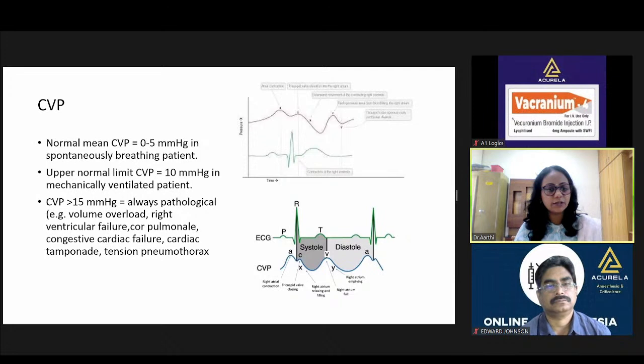So CVP should not be regarded as a single parameter. It always has to be guided by the clinical condition of the patient, and trend analysis of the CVP has to be done.